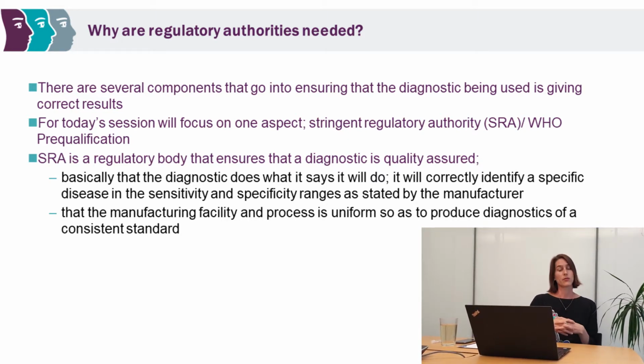And also, stringent regulatory authority ensures that the manufacturing facility and process is uniform. This is important because you want to be able to be assured that every lot or batch of a diagnostic test you get will perform in the same manner. You don't want to be in a situation where you order a bunch of tests, they show up, you use them, they provide high quality results. You order that same test again, it shows up, but this time it's not providing you with those quality results.